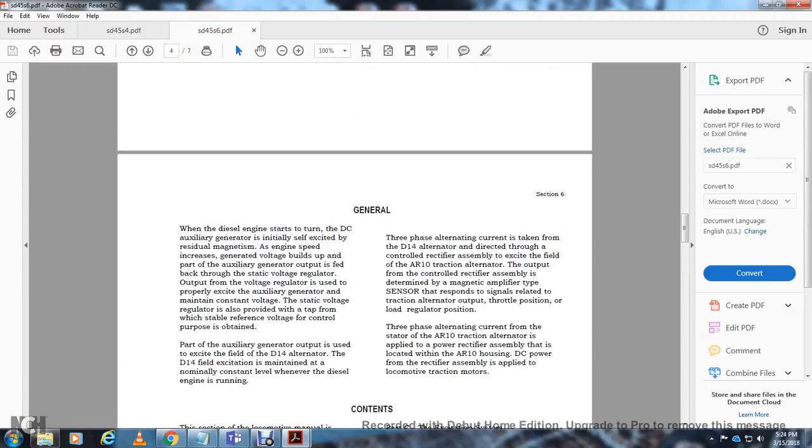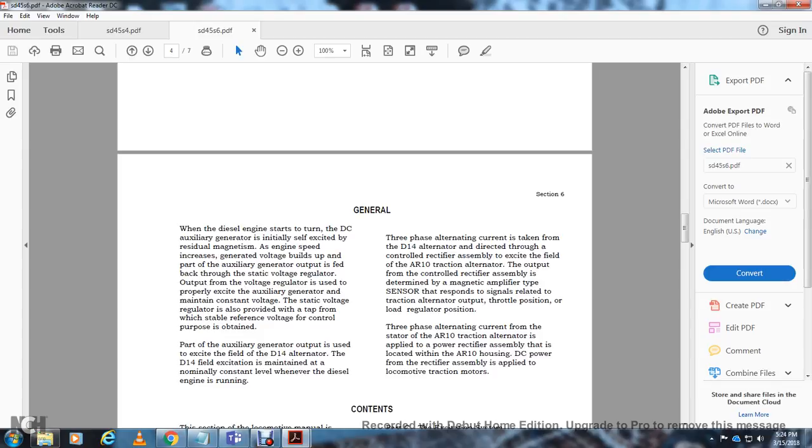Caution: when the diesel engine starts, the DC auxiliary generator is initially self-excited with the residual magnetism of the engine speed, with the increase of the generator voltage build, with the power of the auxiliary generator output fed to the static voltage regulator output. The voltage regulator, properly excited with the auxiliary generator, maintains a constant voltage with the static voltage regulator, also provides a stable reference voltage for control purposes. To obtain the part with the auxiliary generator output used to excite the field of the D14 alternator, the D14 selection maintains voltage at a normally constant level whenever the diesel engine is running.